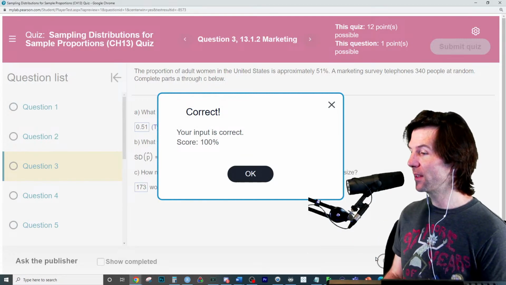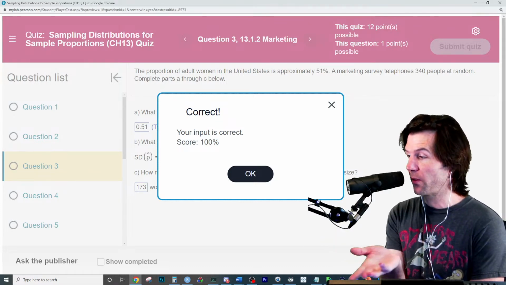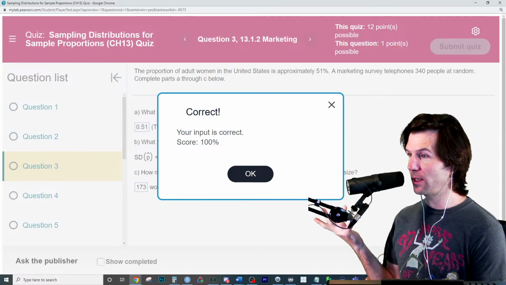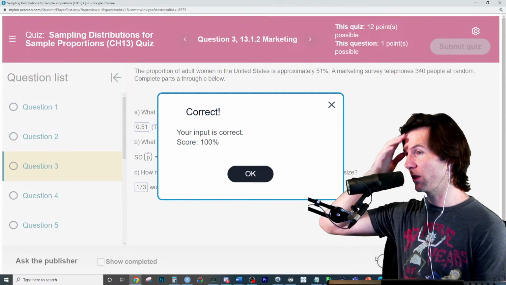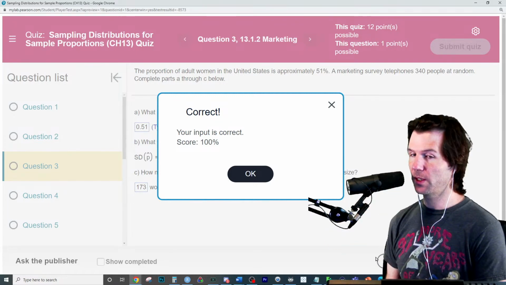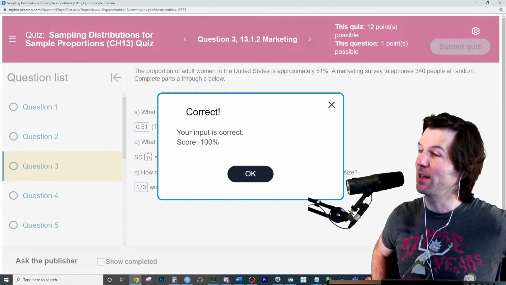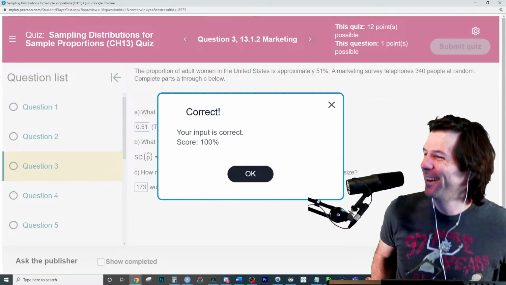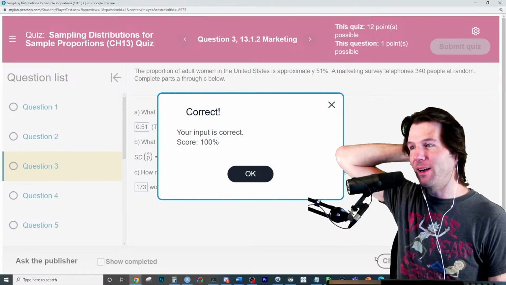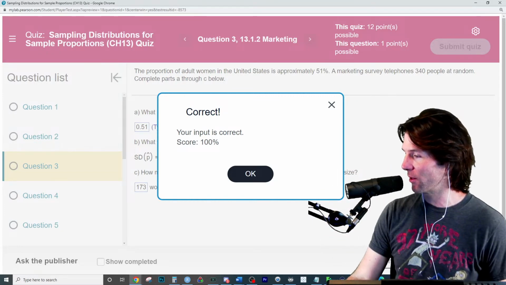There we go. These formulas are the full chapter right here. This question has the basics of everything we're doing today. We'll talk about conditions for it. Condition 1, randomly sample. Condition 2, less than 10%. And condition 3, we want at least 10 successes, at least 10 failures, the success-failure condition.